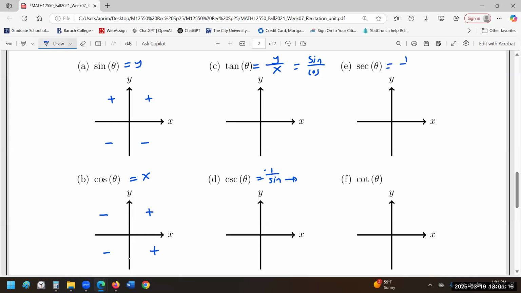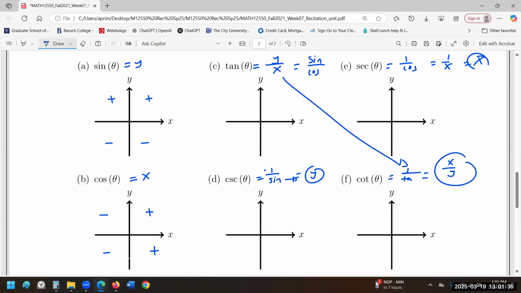Secant is 1 over cosine. It means 1 over x. Basically, it's x. So this is basically y and this is basically x. Cotangent is 1 over tangent, which is x over y. So they are reverse of one another. But they have the same format.